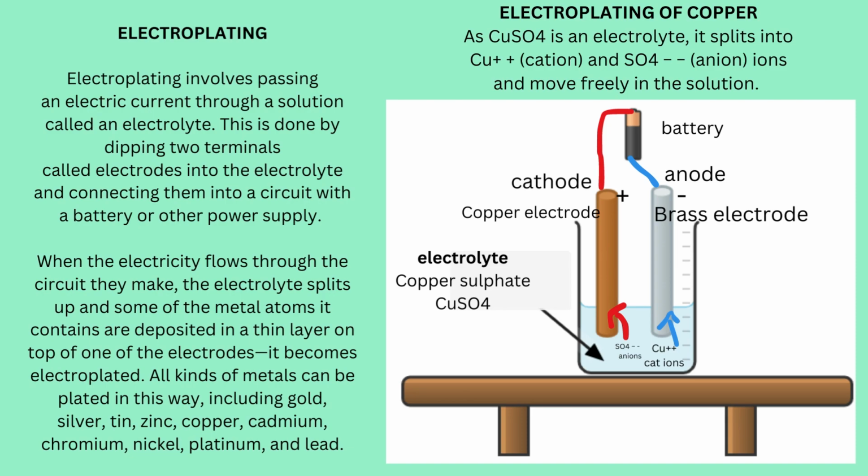It becomes electroplated. All kinds of metals can be plated in this way, including gold, silver, tin, zinc, copper, cadmium, chromium, nickel, platinum, and lead.